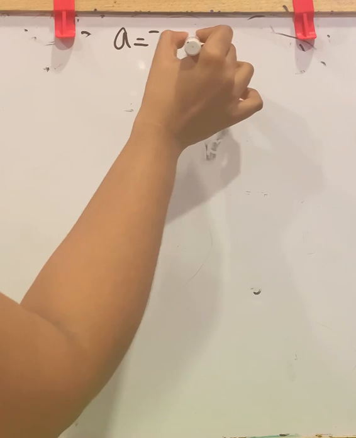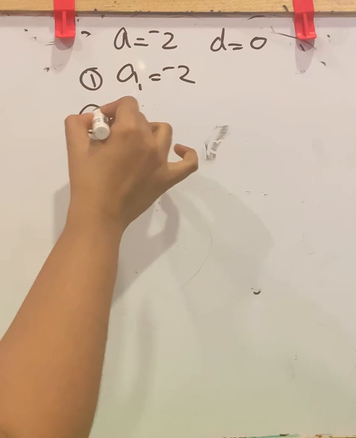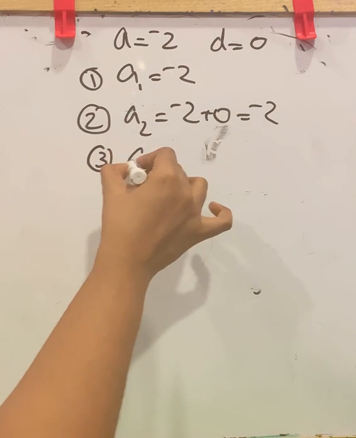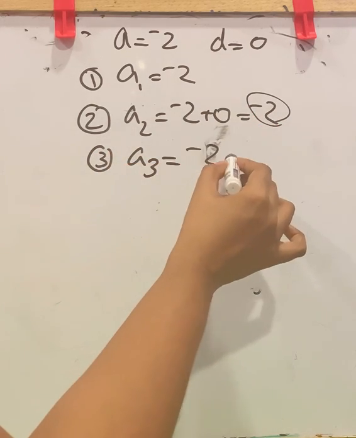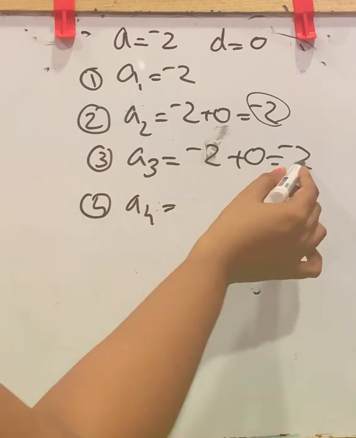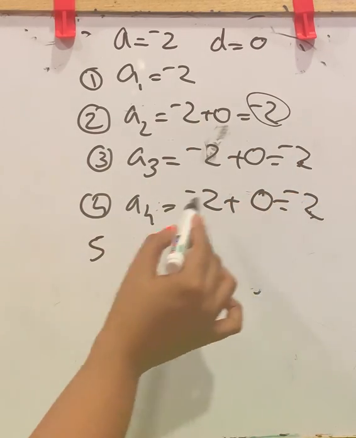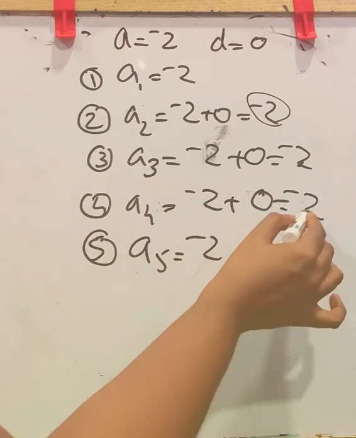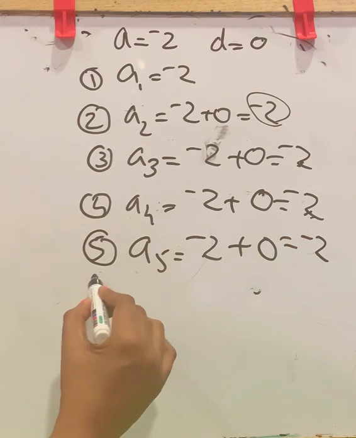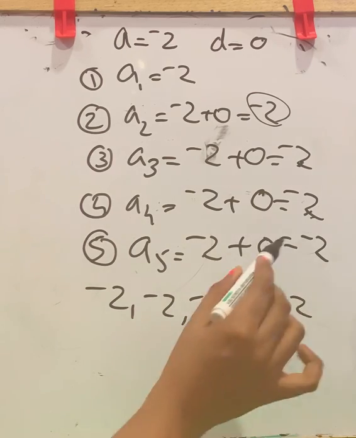Second, A equal to minus 2, D equal to 0. The first term is minus 2. The second term is minus 2 plus 0, minus 2. The third term, again, is the second term, minus 2, plus the difference 0, again minus 2. The fourth term, A4, is the third term, minus 2, plus the difference 0, minus 2. Fifth term will be the fourth term, minus 2, plus the difference 0, equal to minus 2. So the sequence is like this: minus 2, minus 2, minus 2, minus 2, minus 2, and so on.